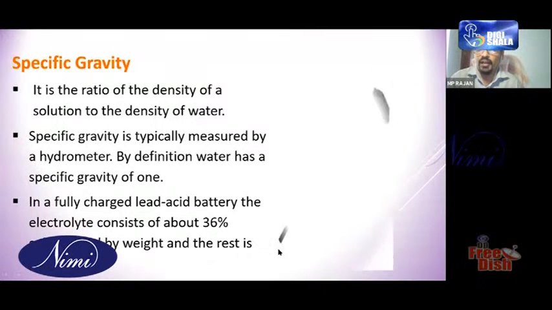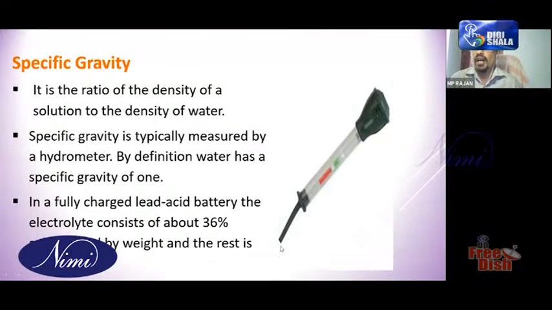We can use the apparatus called a hydrometer. With this apparatus, you can measure the specific gravity. As we have seen, there are vent holes on the top, so you can insert the hydrometer inside the battery cell and draw the electrolyte into it. There is a floating tube marked from 1.1 to 1.30. Depending upon the specific gravity, this will go up and you can measure the specific gravity.